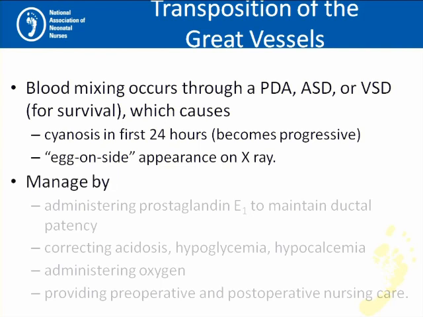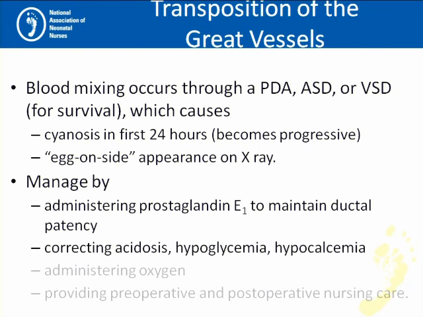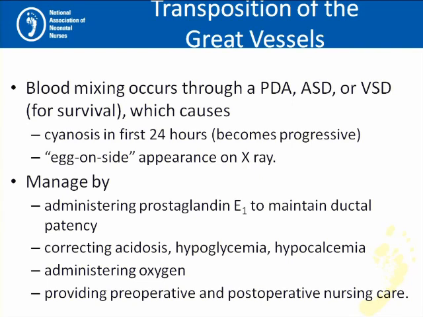We manage this by administering prostaglandin E1 to maintain ductal patency, correcting acidosis, hypoglycemia, and hypocalcemia, administering oxygen, and providing preoperative and postoperative nursing care. TOGV is considered a cardiac surgical emergency. Palliative surgery options include balloon septostomy or pulmonary artery banding. Corrective surgery involves switching the right and left-sided structures at the ventricular, arterial, or atrial level.